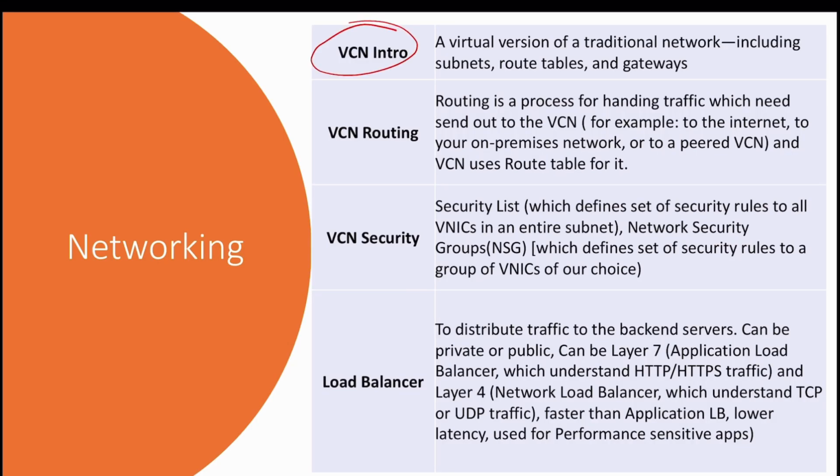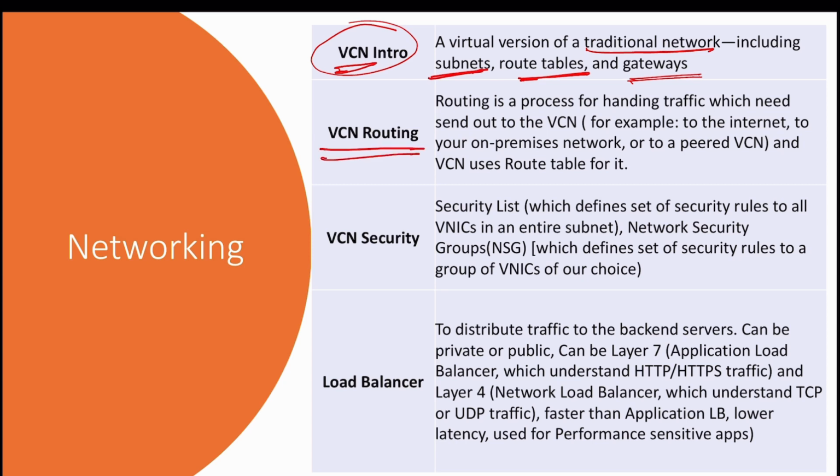VCN stands for Virtual Cloud Network. It's a virtual version of a traditional network, like we are having routers, switches, and subnets. Similarly, in the cloud, we have a virtual version of the traditional network we have on premises. So it includes subnets and route tables. It helps us decide where the traffic will go, and then we have the gateways that help us communicate between two different types of network.